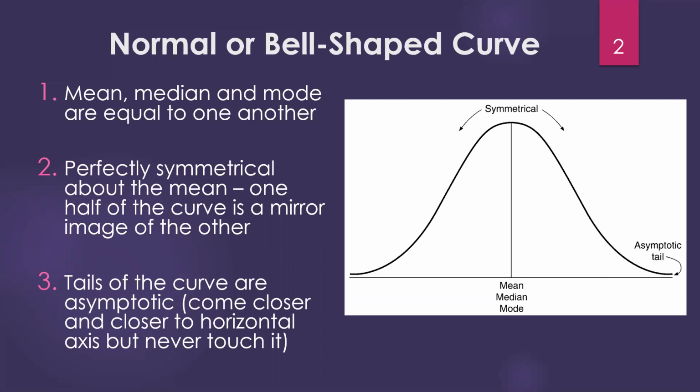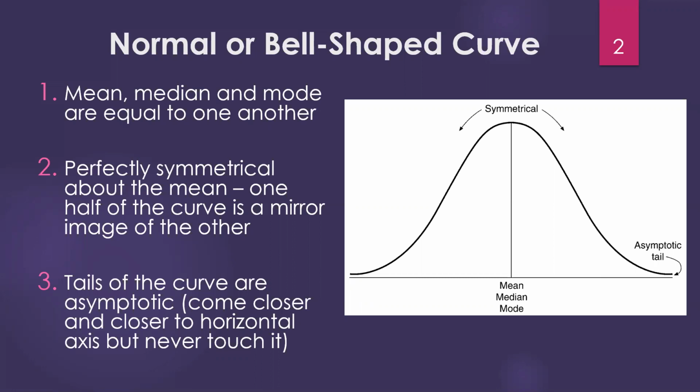And you'll remember back from chapter 4 that if the mean and the median are different, then the distribution is skewed one way or another, right? Either it has more of a positive skew with values lumped down here, or it has more of a negative skew with values lumped at the high end. So first characteristic, mean, median, and mode are equal.